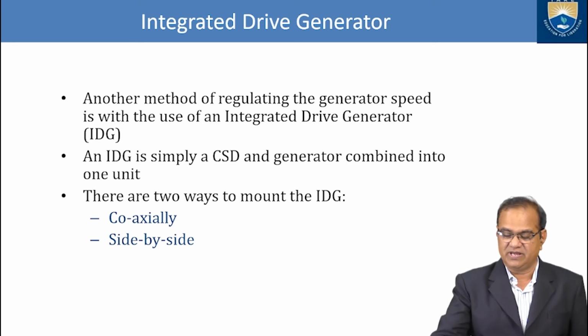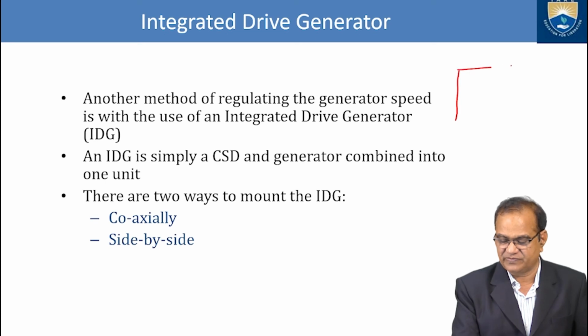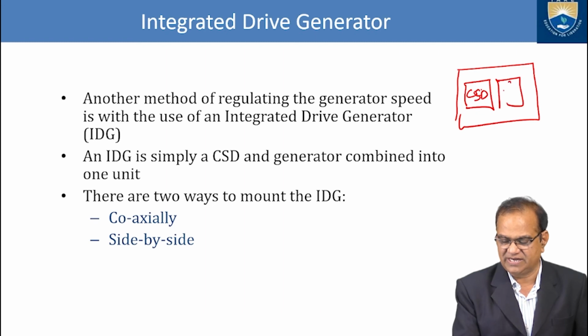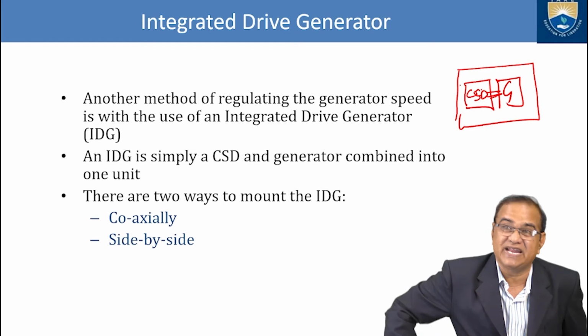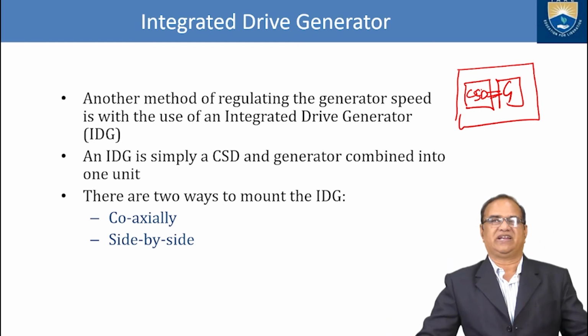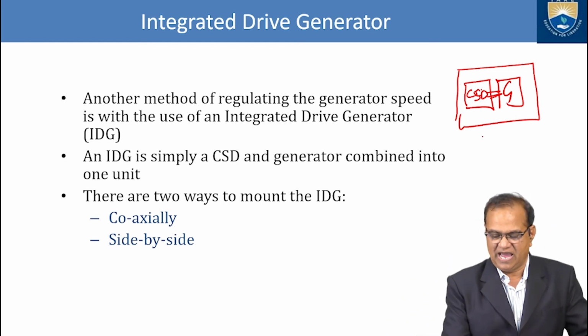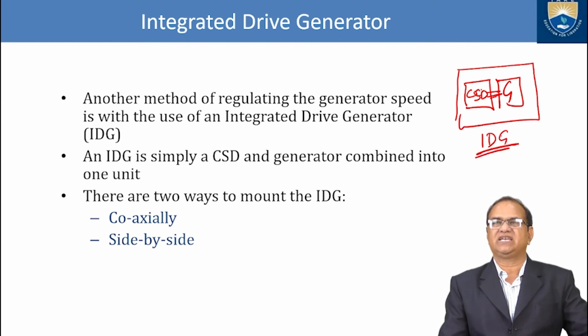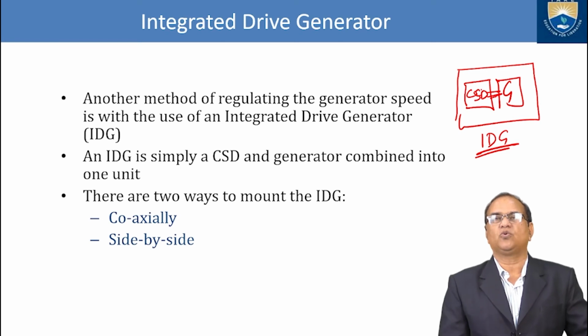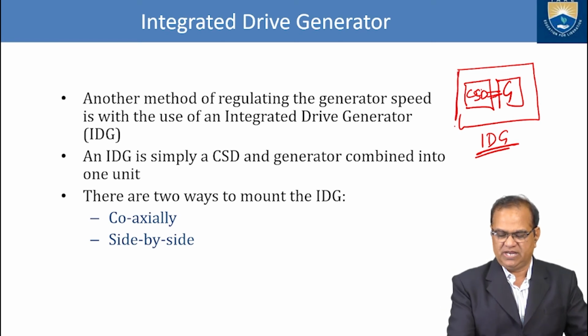So in this, what happened? Here is the CSD and here is the generator. Both are joined in one unit, and this is called an integrated drive generator. Okay, it is called IDG. It is one piece. An IDG is simply a CSD and generator combined into one unit. Just as I have shown here, it is one unit like this.